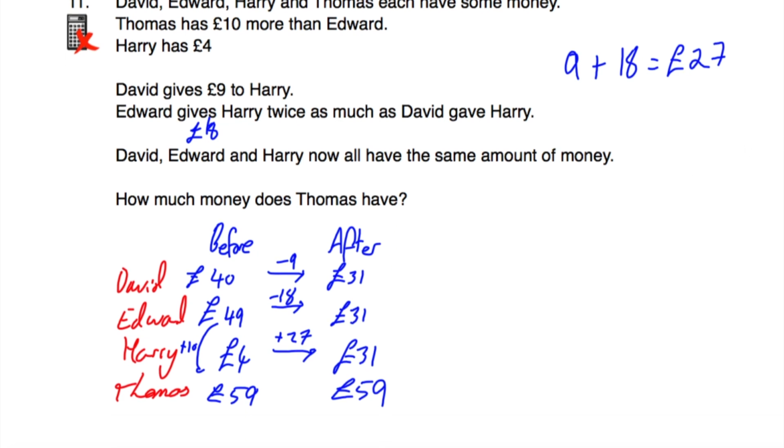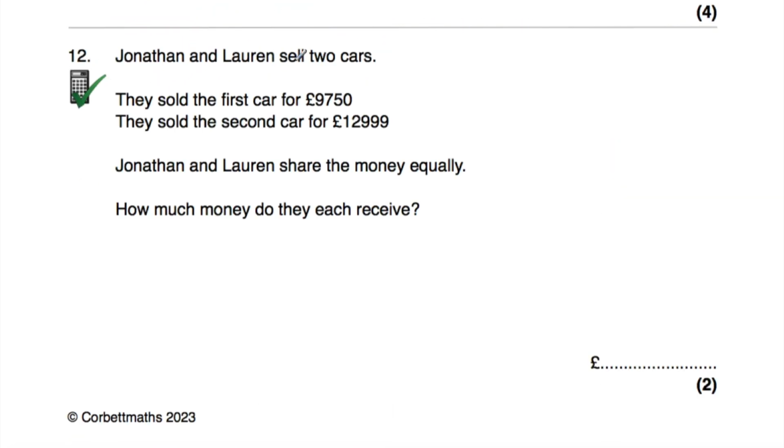Okay, let's have a look at question number 12. Question number 12 says, Jonathan and Lauren sell 2 cars. They sold the first car for £9,750. They sold the second car for £12,999. And Jonathan and Lauren shared the money equally. How much money do they each receive?